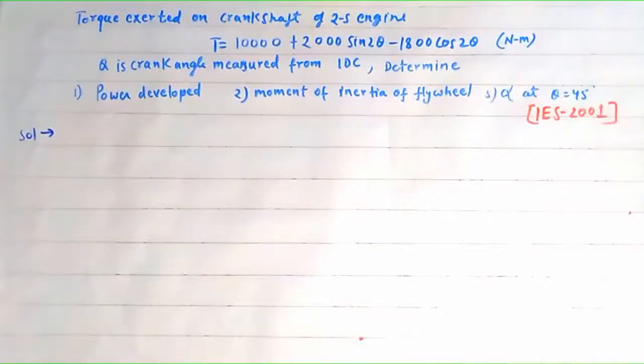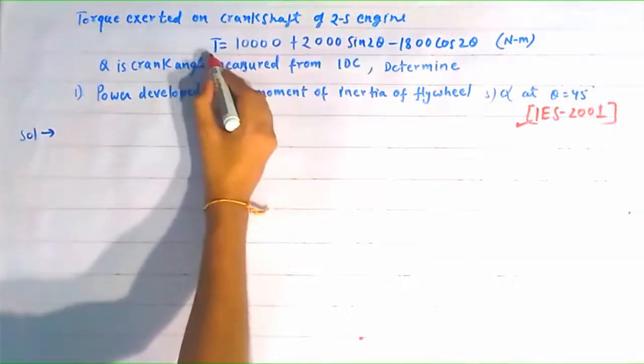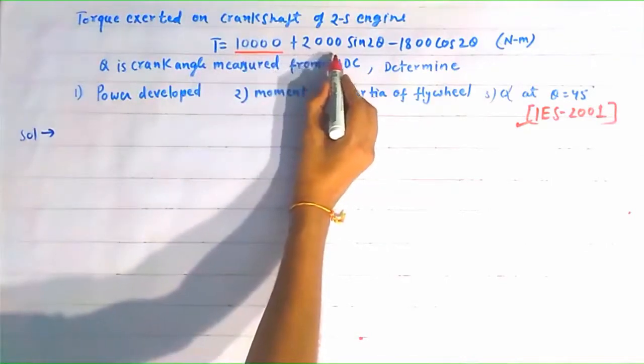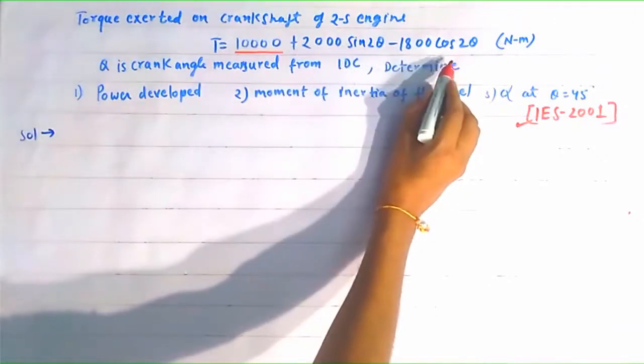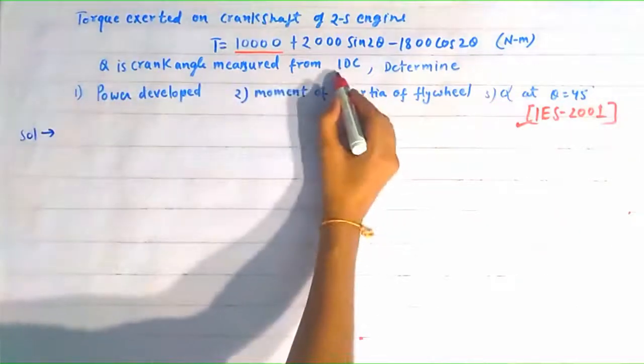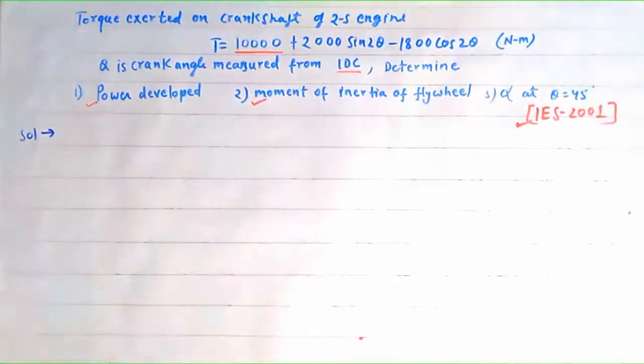Friends, today we are going to discuss a numerical problem which was asked in the GATE examination 2001, and the problem is as follows. The torque exerted on the crankshaft of a two-stroke engine, T, is given as 10,000 plus 2000 sin 2θ minus 1800 cos 2θ. Here θ is the crank angle measured from inner dead center, and we have to find the power developed, the moment of inertia of the flywheel, and alpha, that is the angular acceleration of the flywheel. So we have to determine these three things. Let us start the problem.